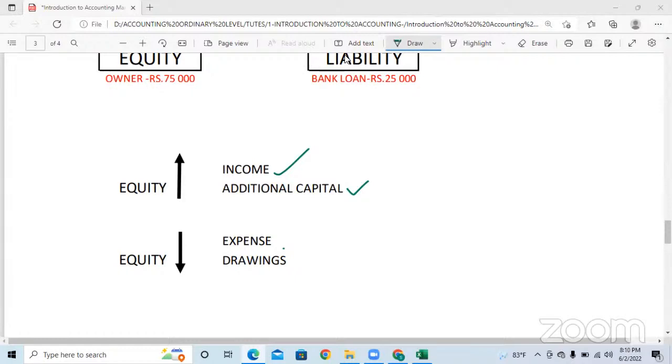Miss, is it profit will increase equity? Yes, Yadurshini. I'll tell you that as well.